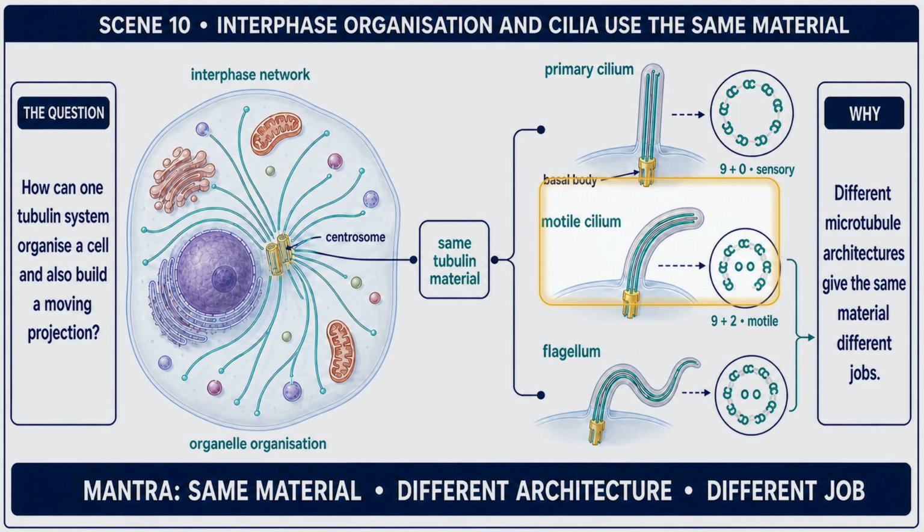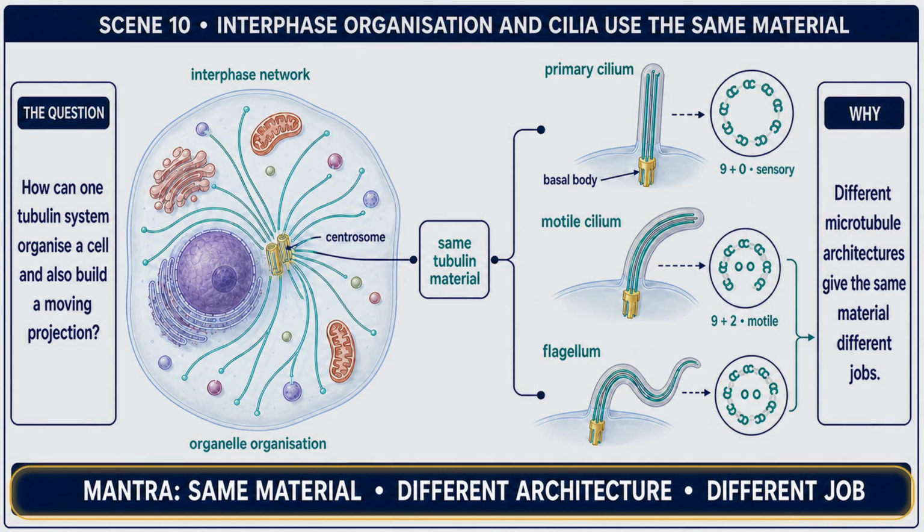Motile cilia use the classic 9+2 axoneme, 9 outer doublets surrounding 2 central singlets. Coordinated bending can move material across an epithelial surface, as in the respiratory tract. The sperm flagellum uses a related 9+2 architecture to move the cell itself. These are the standard teaching patterns, even though specialized exceptions exist. The main idea remains: change the architecture, and the same tubulin system can organize, sense, or move.